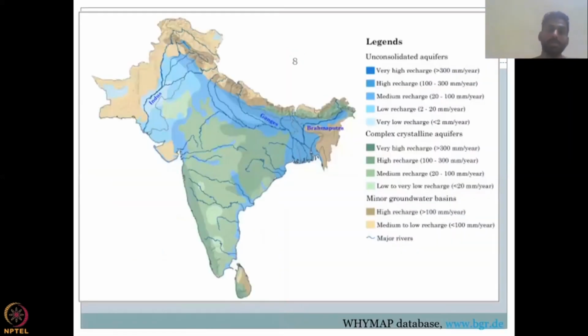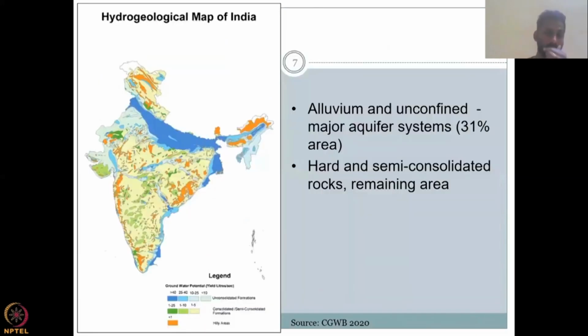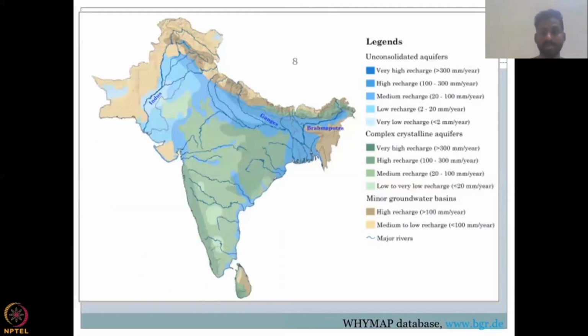Moving on, there are multiple authors who have looked into the aquifer system of India because of the very high dependence on and high utility of these aquifers. For example, in this map from Germany, you can see that the Indus and the Ganges basins have very, very high yield and very high recharge. In the previous image, we saw the yield potential as liters per second. Here it is millimeters per year, which means a thickness of water per year.